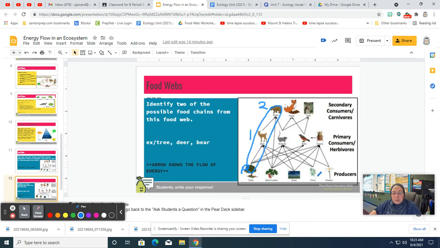Let's find another. Let's start with a different producer. Let's start with our fern. Our fern is eaten by our mouse, which is our first level consumer. That makes the mouse a herbivore, right? Because it's eating the plant. And here we have our fox at our second level because it is a secondary consumer, right? It's a second consumer in our food chain. And I could continue to do this for several dozen other possible combinations.